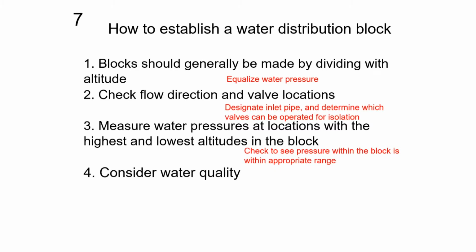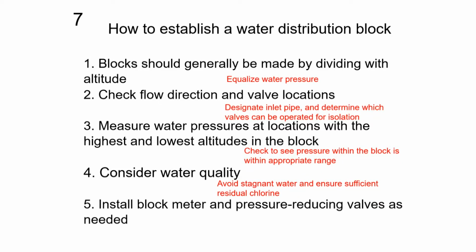Fourth point is water quality. It is our responsibility to always ensure that customers can use tap water with safety and ease of mind. Therefore, when we establish distribution blocks, we should pay attention to designate isolation valves with minimum stagnant water. If water stagnates, residual chlorine decays and worsens water quality.